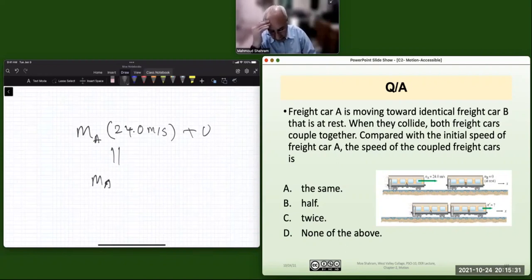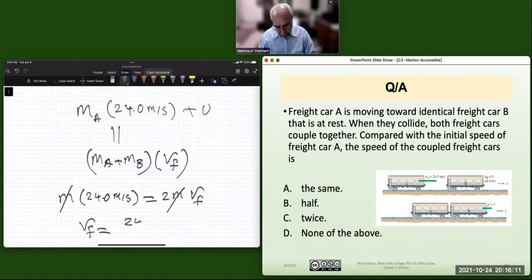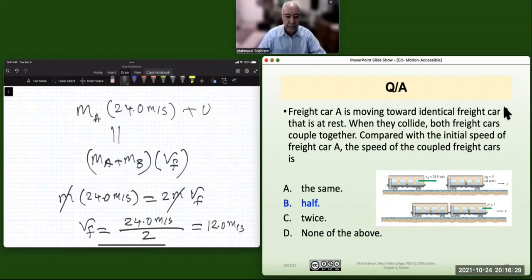mass of A plus mass of B times V final. Look at this. Mass of A and mass of B are the same, so let me just put M here. I'm going to say M times 24 meters per second is equal to 2M times VF, because M plus M is 2M. From here, the Ms drop out, and VF is equal to 24.0 meters per second divided by 2. So it would be 12.0 meters per second. So it would be half.